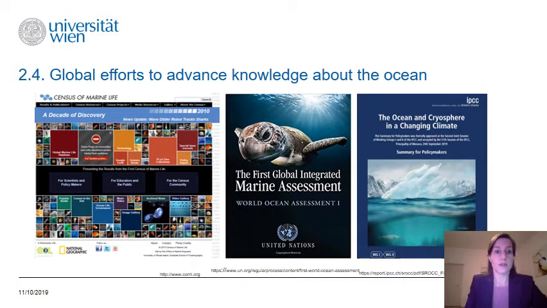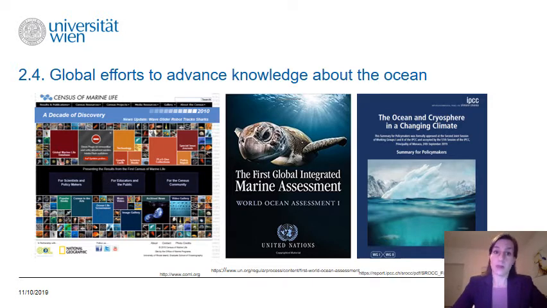So the first one is the Census of Marine Life, the second one, the first global integrated marine assessment, and the third one, the Ocean and Cryosphere in a Changing Climate Report by the IPCC, the Intergovernmental Panel on Climate Change. So why am I showing you these reports?